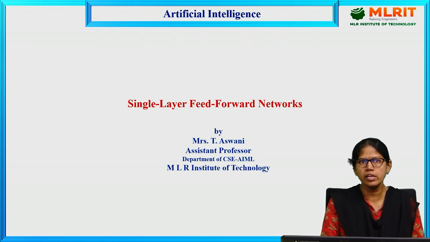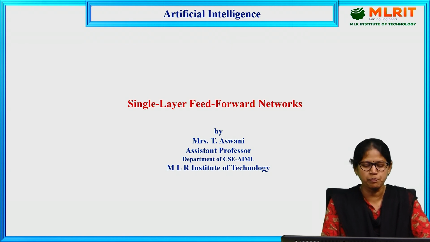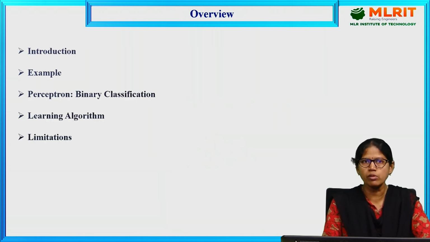In this session, we are going to learn about single layer feed-forward networks. In the previous session, we already started artificial neural networks. In that, there are three types of structures: one is single layer feed-forward networks, another is multi-layer feed-forward networks, and the third is recurrent networks. In this session, we are going to learn about the single layer feed-forward network.